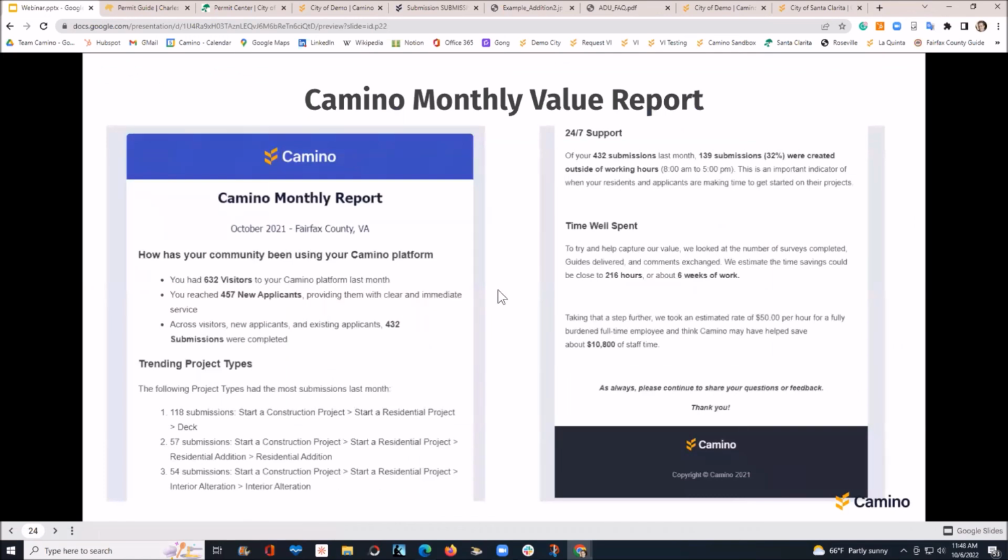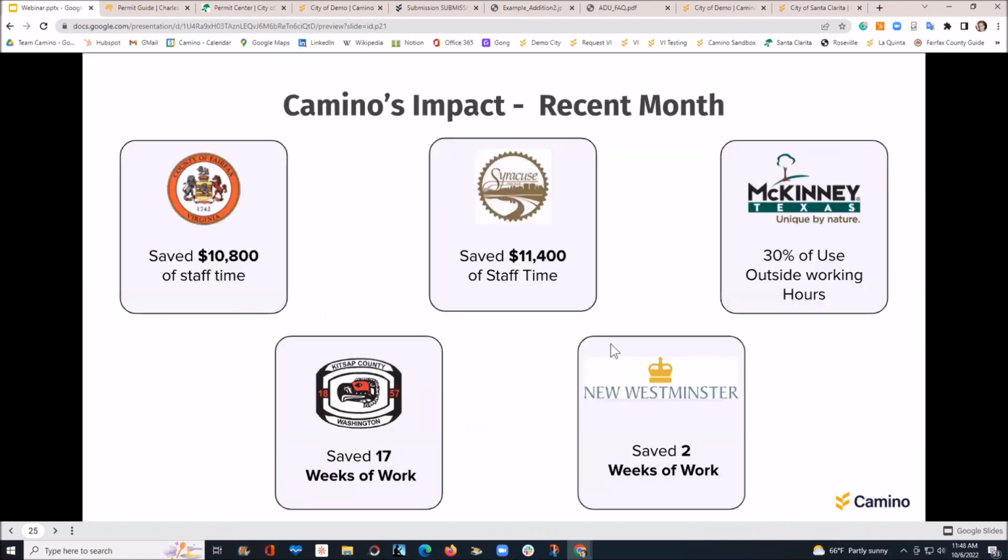I also just wanted to share one of the pieces we're going to be sitting down with you guys on each month, a monthly value report. Now, this is Fairfax County, Virginia. They have 1.2 million people, and they have a guide with us. We look at the activity for the month, but also try to convert that into hours saved and time saved each month, right? And what we're finding from our customer base is some huge returns, right?